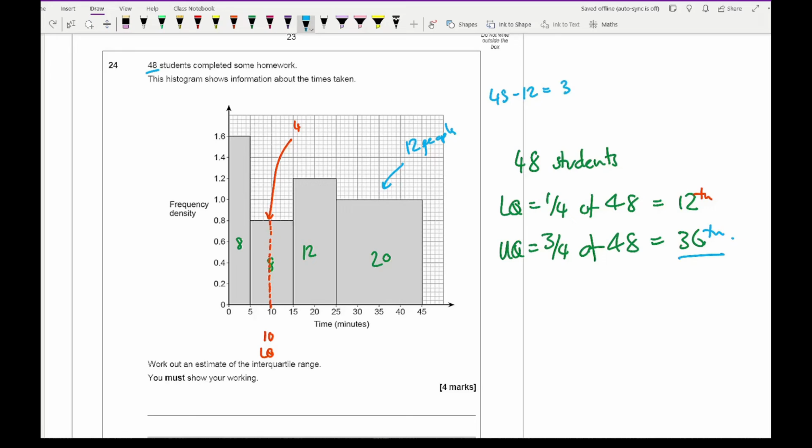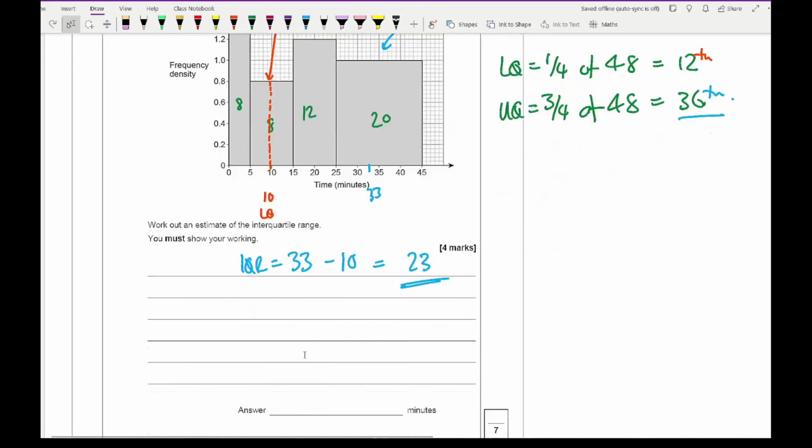No, 45 minus 12 is going to give me 33, which is about there. So my interquartile range is going to be 33 take away 10, which should give me an answer of around 20. That is my final answer for that one.